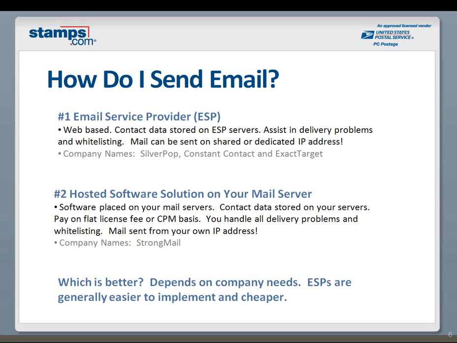The cool thing is that the ESP companies manage all those processes, and they'll take hard bounces and delete them from your list, and then they'll usually mail to a soft bounce email address and get up to 3 soft bounces before they delete that email address from your list. Some examples of ESP companies are Silverpop, Constant Contact, and Exact Target. And there's plenty more too. There's probably 20, 30 different ESP companies.